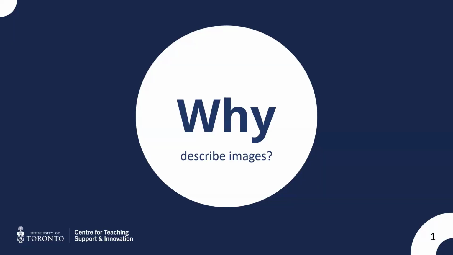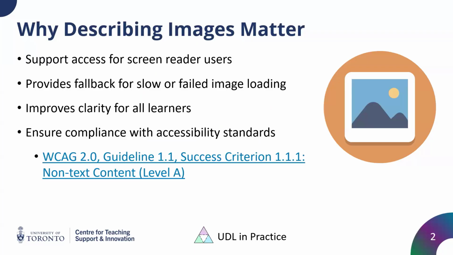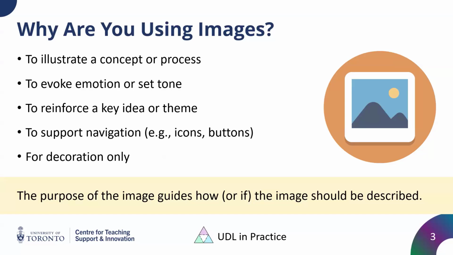We're going to get started with why describe images. Now, if a picture is worth 1,000 words, an inaccessible picture says nothing at all. Accessible images support access for screen reader users, enables non-visual access to meaning and context. It's certainly very helpful in low bandwidth or error-prone environments. We describe images using alt text, which is a gateway to meaning for screen reader users, low bandwidth users, and others. First, we need to think about why are we even using images?